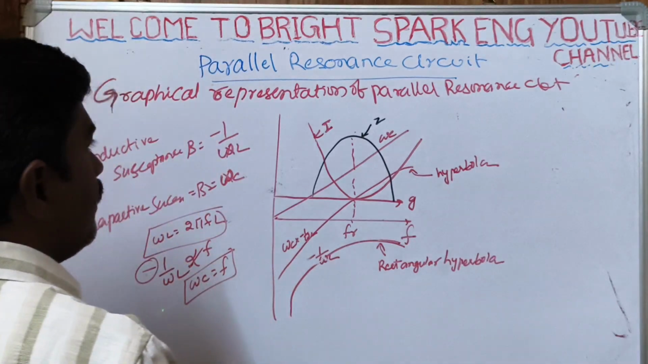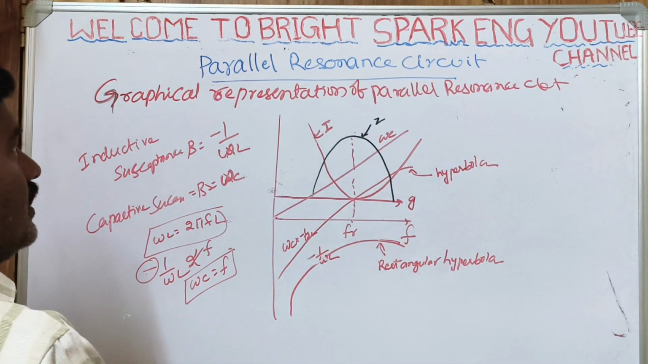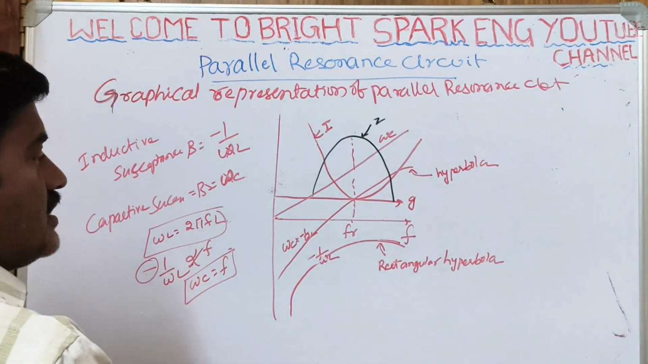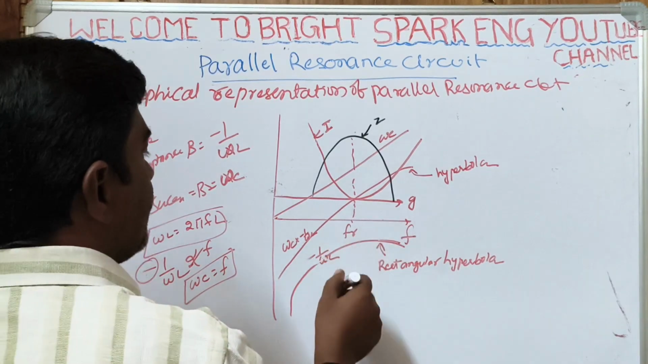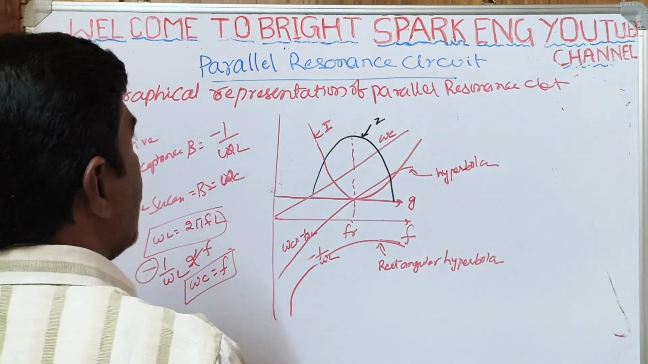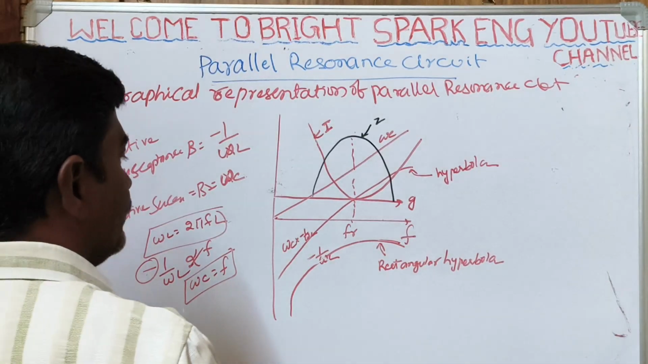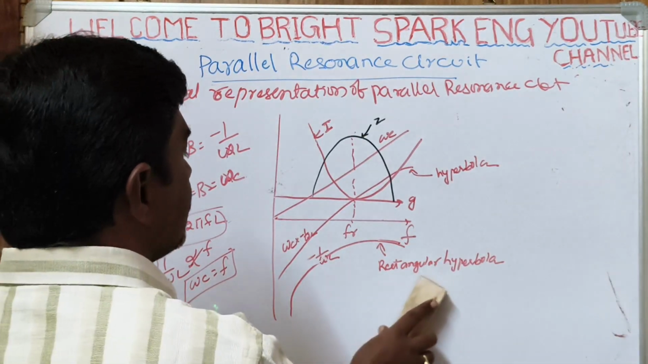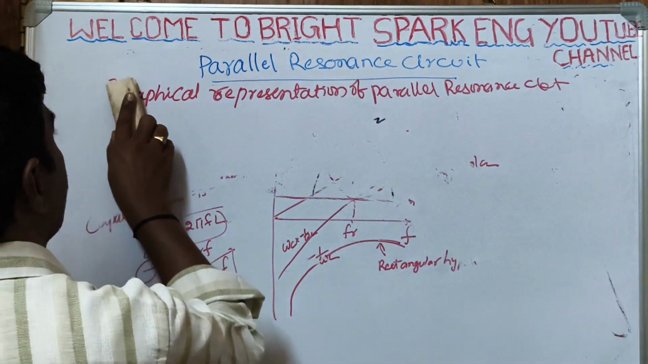So this circuit is an anti-resonance circuit. This circuit, the parallel resonance circuit, is also called an anti-resonance circuit. Okay, this is the graphical representation of the parallel resonance circuit. Okay, next we compare the series resonance circuit and parallel resonance circuit.